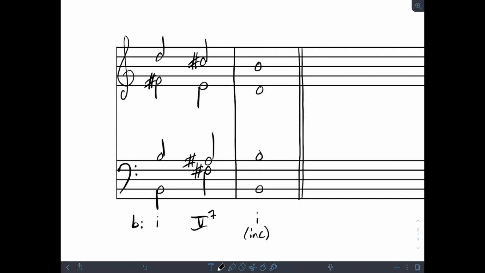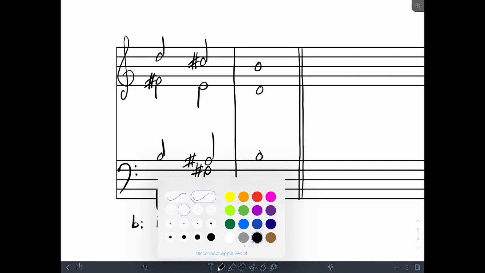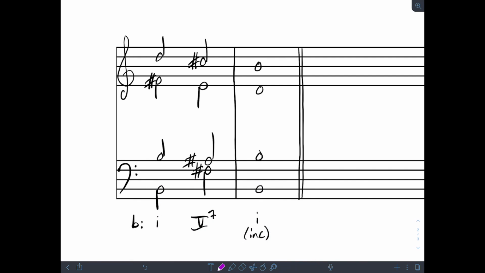So what I want to do first, just in terms of getting a basic understanding, is label the intervals between each of my upper three voices and the bass in each of these three chords. So I will start with the tenor. The tenor begins at an octave above the bass. And then by the time we get to the 5/7 chord, now the tenor is a third above the bass. And then finally the tenor ends up back at the octave above the bass.